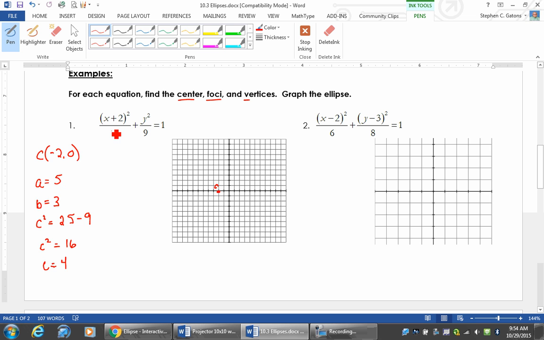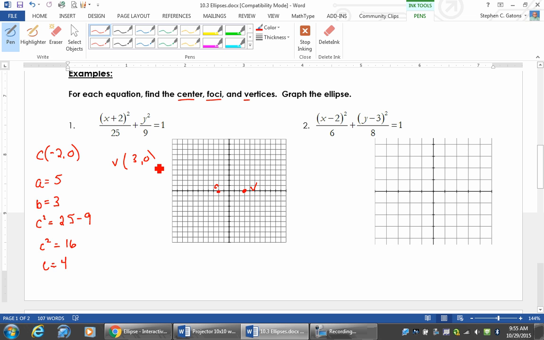The A value came from underneath the x, so you go from the center 5 units to the right because you're adding 5, and 5 units to the left because you're subtracting 5. That's what that formula was that I gave you on the side next to the ellipse, where it said center plus or minus A to get to the vertices. You start at the center, and you go 1, 2, 3, 4, 5. That's a vertex, and that vertex is at (3, 0).